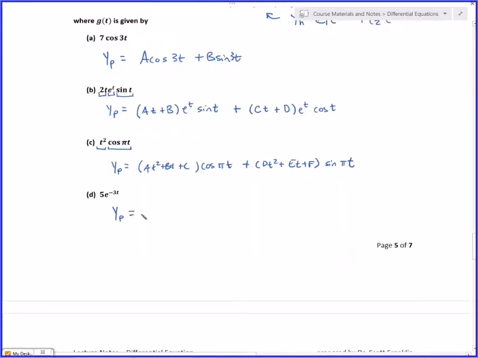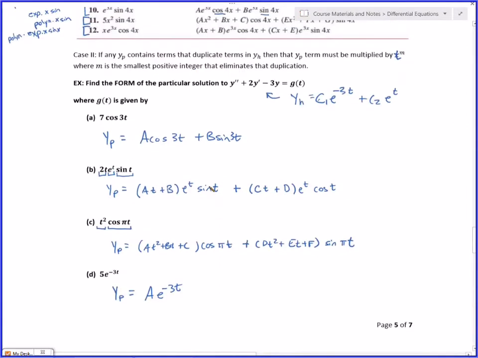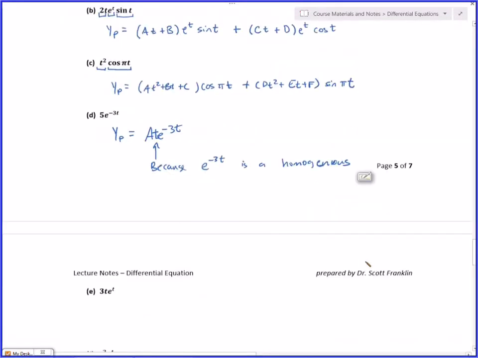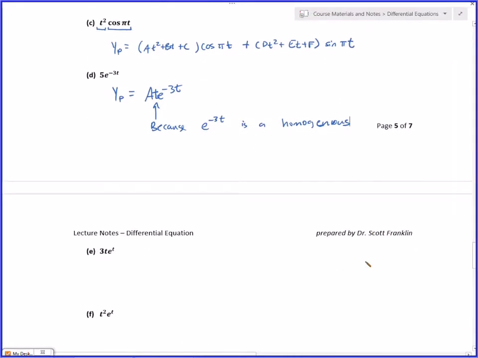D is easy, isn't it? Yes. But it's part of this, so what do I need to insert? A t. Because e^(-3t) is a homogeneous solution. So, At. Okay, oh, there's more. Next one.